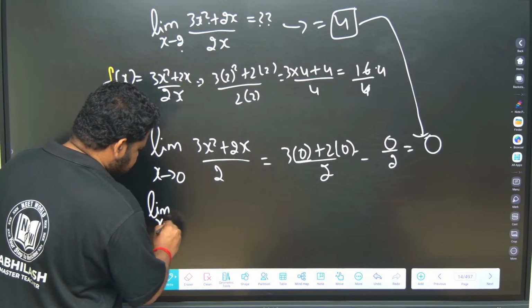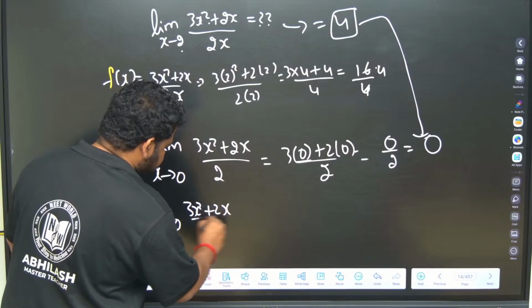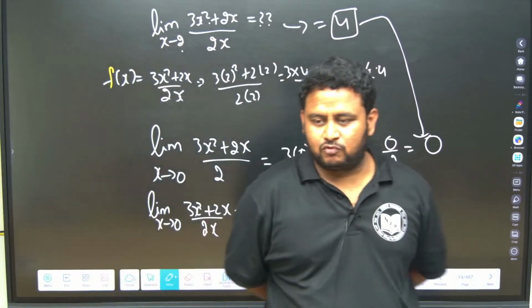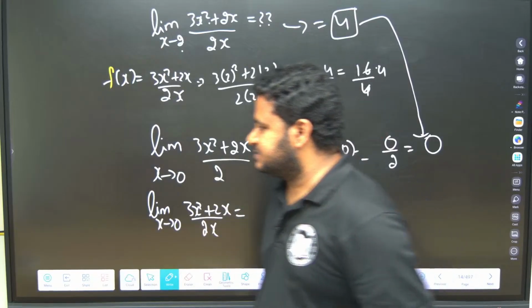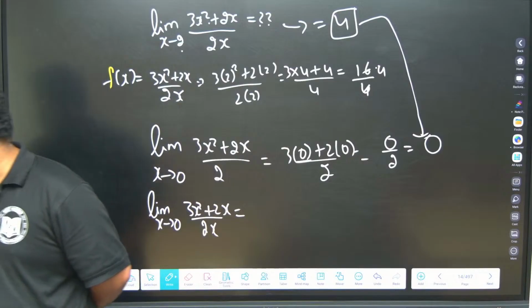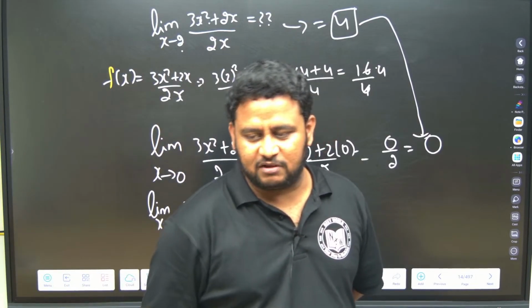Limit x tends to 0, (3x² + 2x) / 2x. Now try this. What happens now? Yes, Nishan, that's perfectly fine. That is, 4 is the answer. Next question: if you put 0, we are getting 0 as the answer. If you get 0, totally no problem for us.